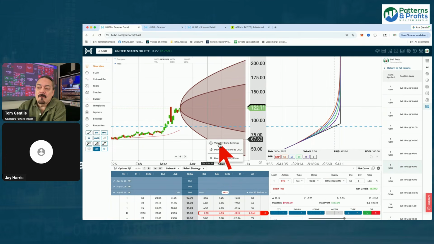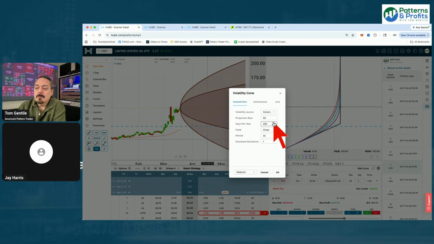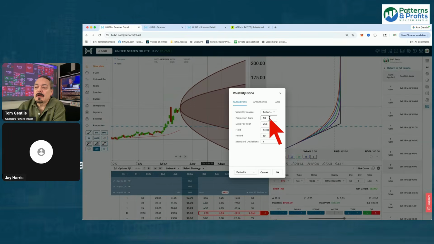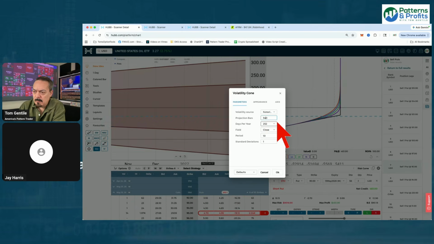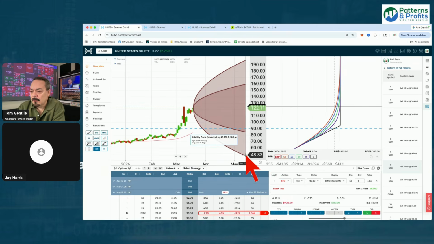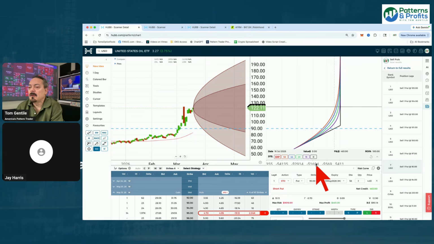So I can go into my volatility settings and change my projection bars from 50 down to 40. By doing that, I'm going to put a 4 in here, and there we go. So now I have 40 days. Let's just double check that. And that does bring us out to the middle of May.